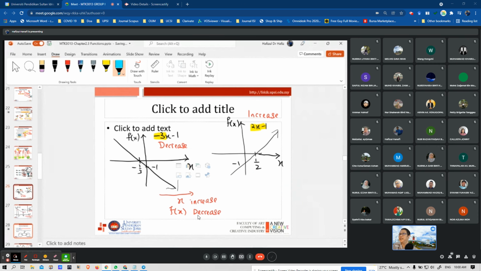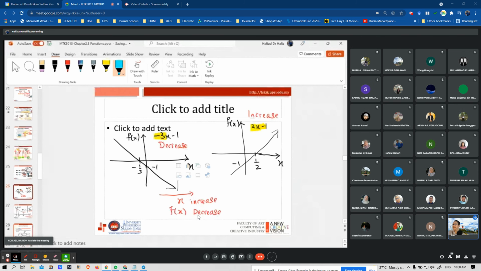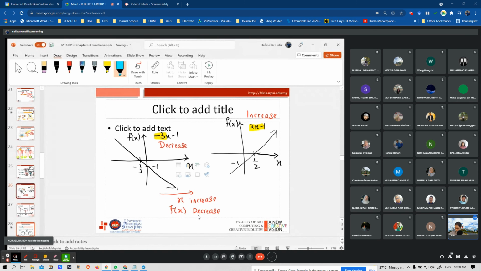Okay, this one is another example. We have increase and decrease. For example, we have f(x) = -3x - 1. Okay, this one is the decrease. Okay, and then we have f(x) = 2x - 1. We have -1 and 1.5, and then this one, the graph will be like this.